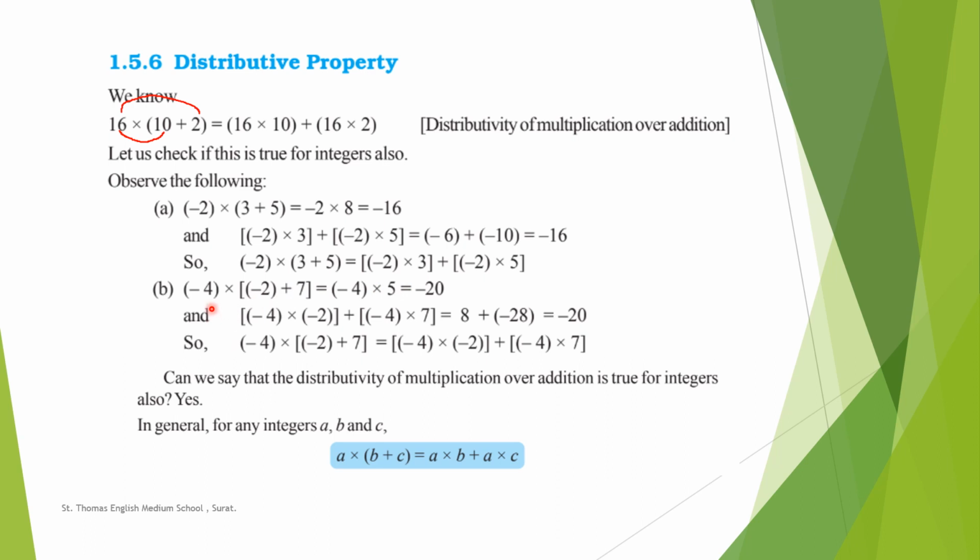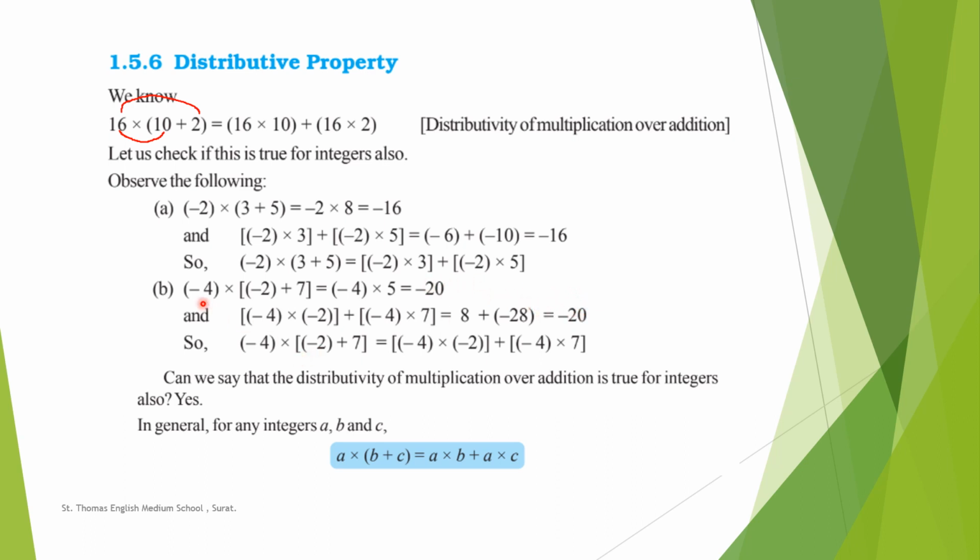Now we will multiply one by one. Minus 4 multiplied by minus 2 plus minus 4 multiplied by 7. Now both are negative integers. 4 2s are 8, plus minus 4 multiplied by 7. 7 4s are 28 and put minus sign. One negative integer, one positive integer. Always you have to subtract. 28 minus 8, that is minus 20. Now you can see both answers are same.